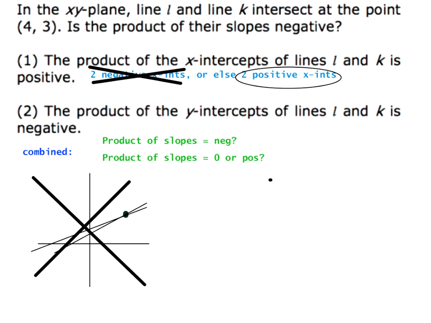All right. Well, let's try that. So the product of the x-intercepts is positive is only going to mean that we have two positive intercepts. And the product of the y-intercepts is negative. So you got to have somebody hit down here. So you got to have that.